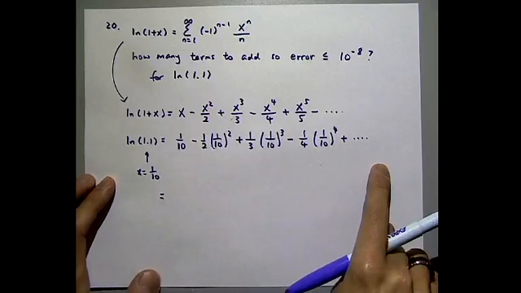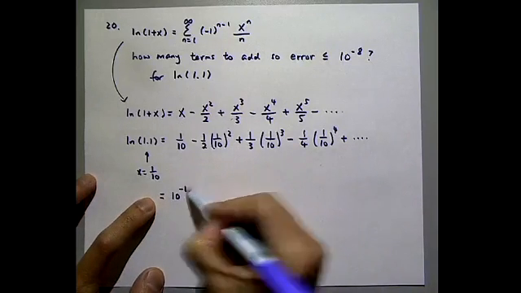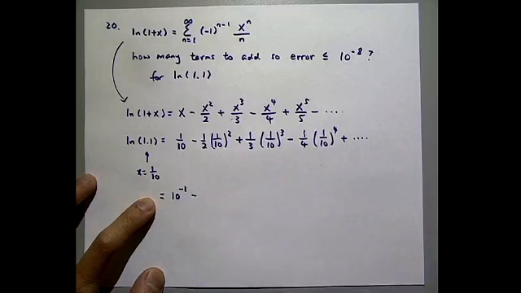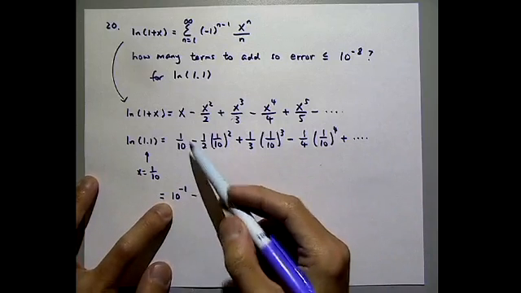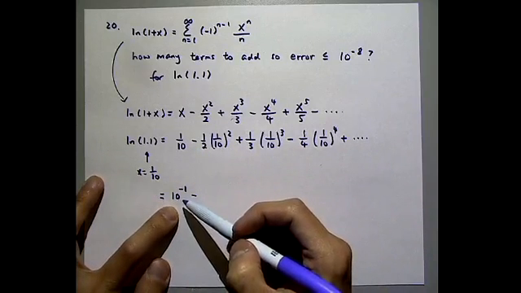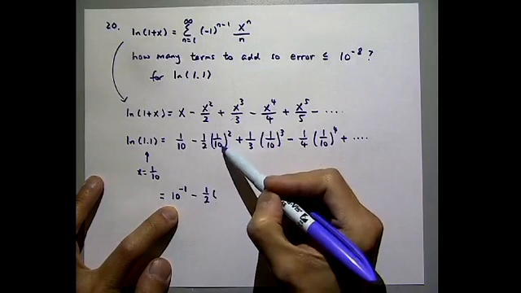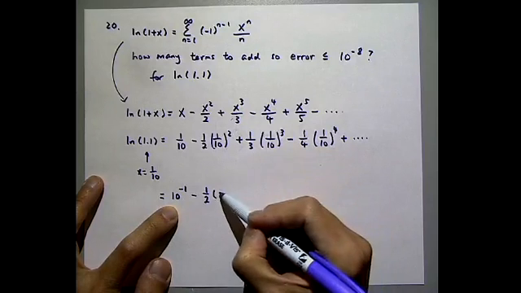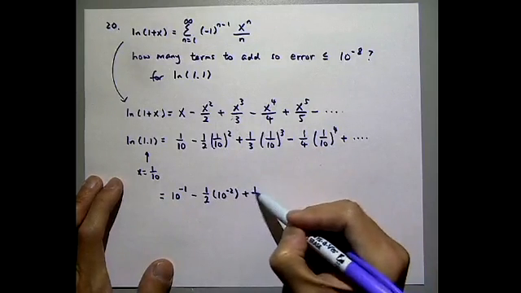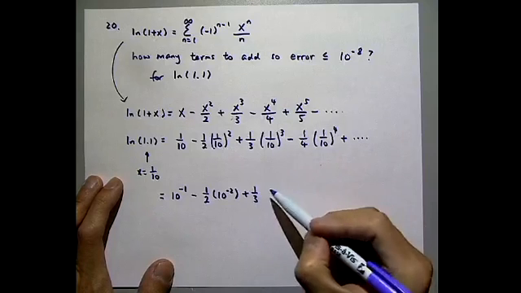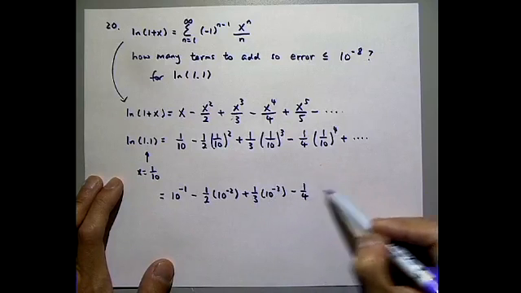Let's rewrite this a little bit. I'll write 1 over 10 as 10 to the minus 1, and 1 over 10 squared is 10 to the minus 2, right? And 1 over 10 cubed is 10 to the minus 3, and so on.